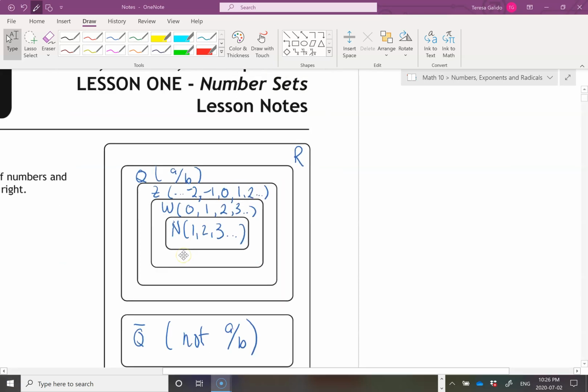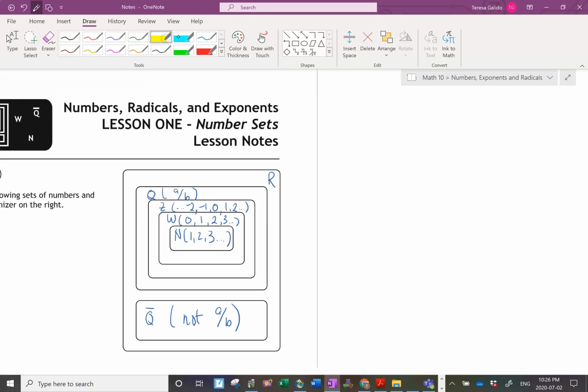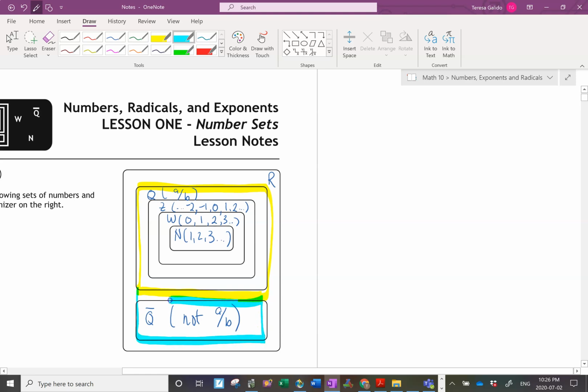Just want to emphasize that our diagram here says that all the numbers that can be written as A over B are called rational numbers, so they belong to this group here. All the numbers that cannot be written as A over B are irrational numbers. There should be no other numbers that exist in between. And all these yellow and blue highlighted areas are considered to be real numbers. And outside of the real numbers, there's also a world of imaginary numbers.